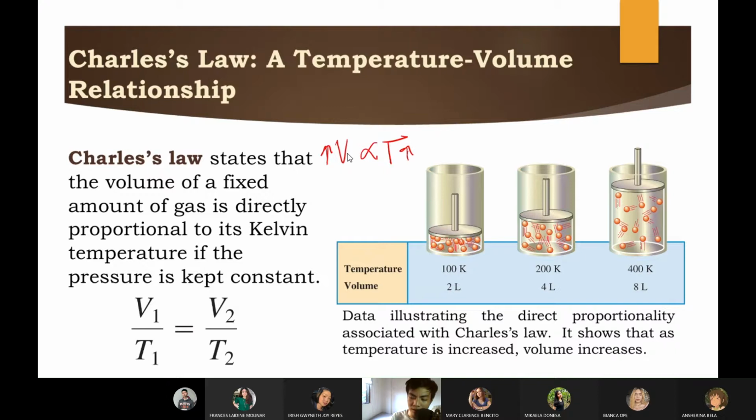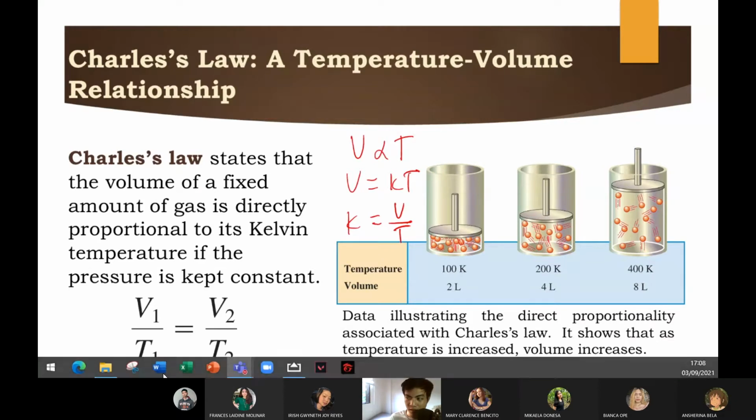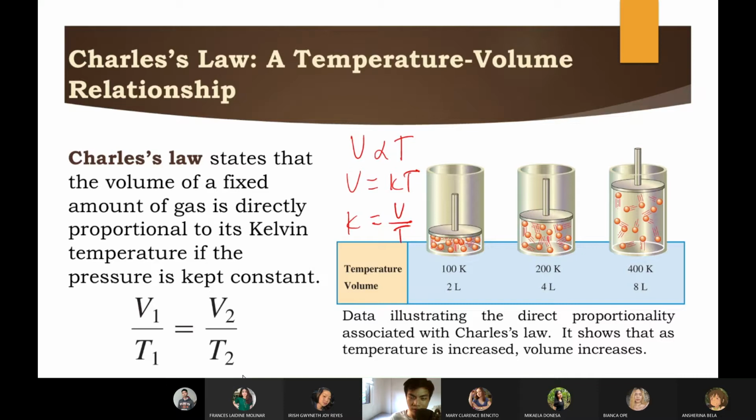Okay? So, if we're going to make it equality, if gagawin natin yung equal sign, we have to introduce the constant. V is equals to KT. So expressing this in terms of K, we get V over T. So the constant at the initial state is the same as the constant at the final state, no? So, ibig sabihin, kung ano yung initial state ng system mo, at sa final state, yung constant doon ay parehas lang. Kaya nga sinabing constant, no? So that means V1 over T1 initially is equal to V2 over T2 at final condition. Okay. So that's Charles' law.